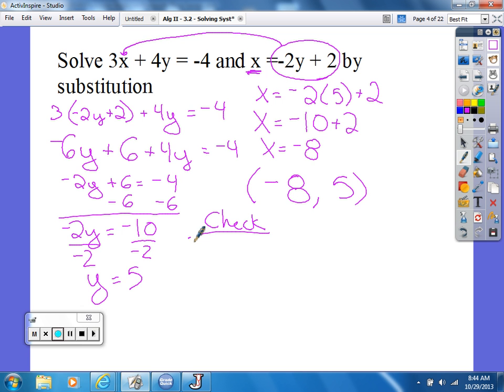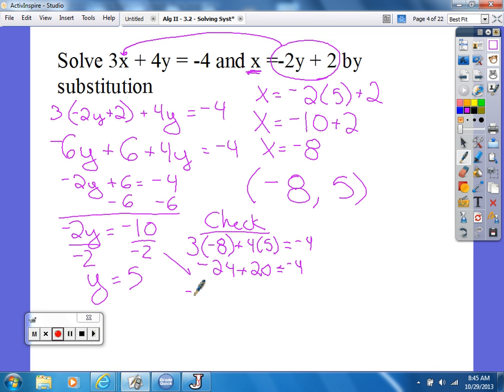So, 3 times negative 8 plus 4 times 5 equals negative 4. Negative 24 plus 20 equals negative 4. You guys agree? Oh, no, you gotta check both. You have to check both. That way, in case you made a mistake somewhere, you double check yourself. So now I'm gonna check the other one.